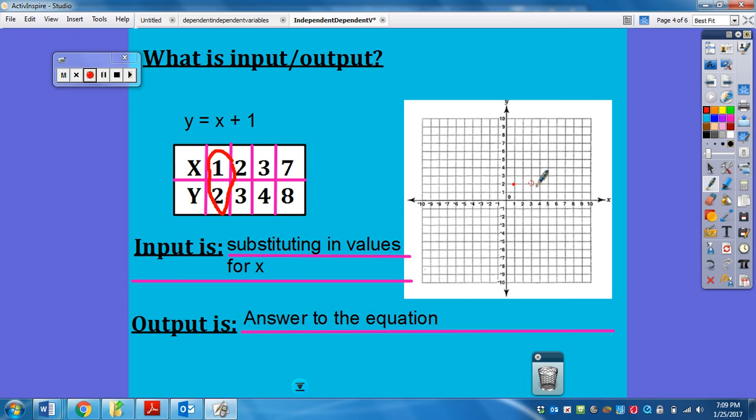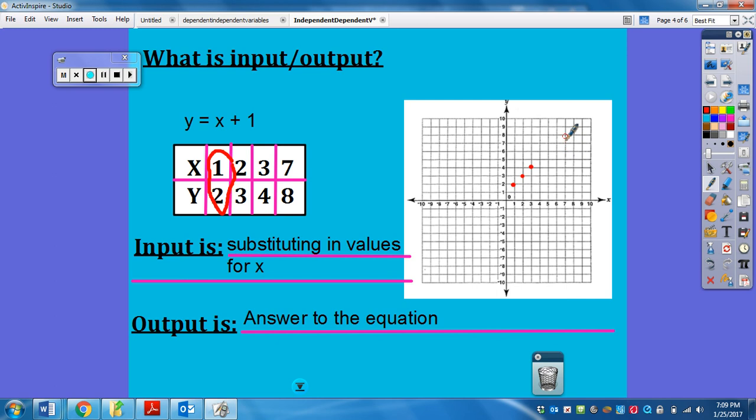Let's make it a little bit bigger. Hard to see. Okay, so for my next ordered pair, that's right here. I've got 2, 3. So I want to come over to 2 on my x-axis and go up to 3 on the y-axis. Same thing, my next ordered pair is 3, 4. So I want to come to 3 on the x-axis and up to 4 on the y-axis. My final ordered pair is 7, 8. So I want to come over here to 7 and make sure that I go all the way up to 8.